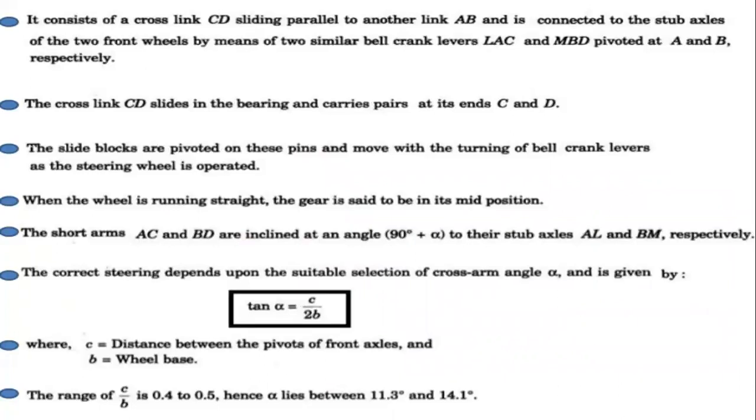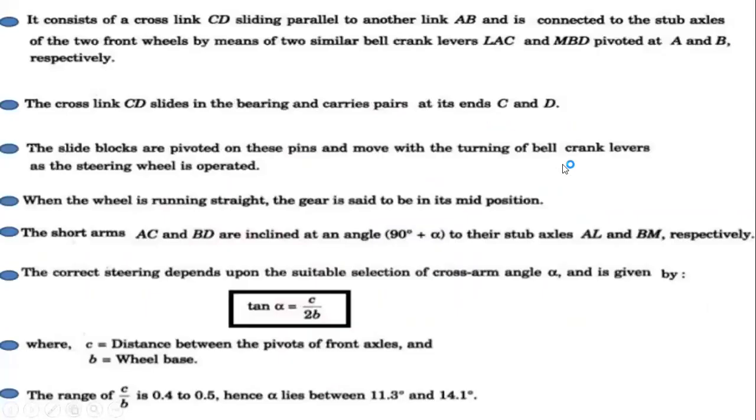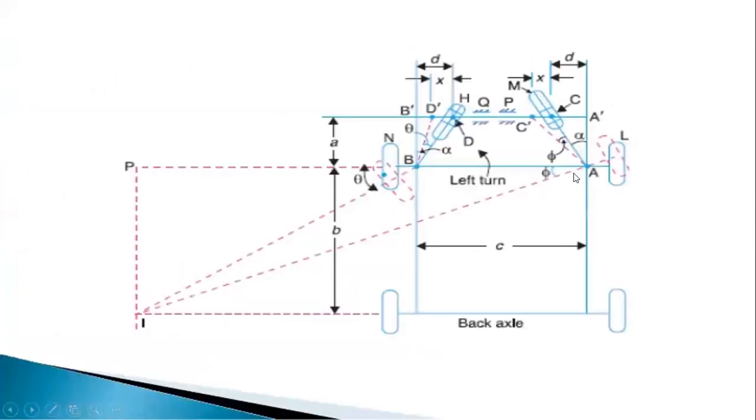Next, it consists of a crosslink CD, which is sliding parallel to another link AB and is connected to the stub axis. So this is the sliding pair CD, whose original position is AB. This is connected to the stub axles of the two front wheels by means of two similar bell crank levers, that is LAC and MBD.